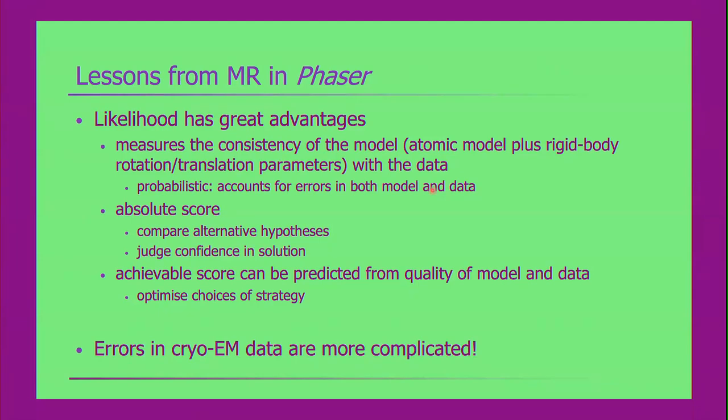Now, one thing that's different is that errors in crystallographic data are pretty straightforward. They're just random errors in intensity measurements. Errors in cryo-EM data are a bit more complicated and harder to figure out. So that's been most of the work involved in this.